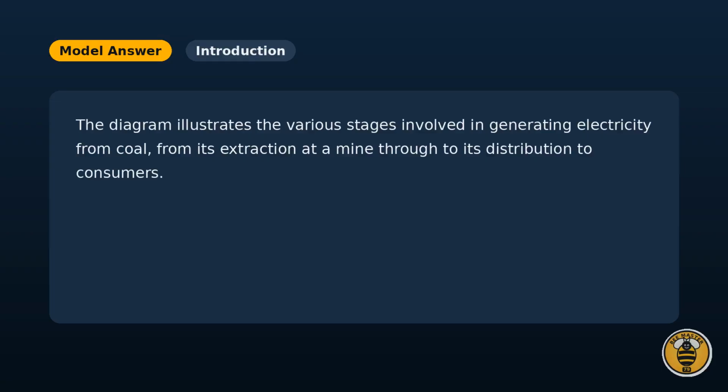Now the model answer. The introduction. The diagram illustrates the various stages involved in generating electricity from coal, from its extraction at a mine through to its distribution to consumers.